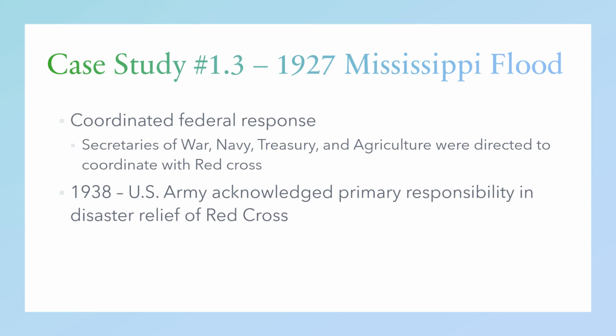The Mississippi flood of 1927, case study 1-3. And this is notable for several things that were either immediate or came within the short term after that. And your text makes a point that this was the first recorded effort of a coordinated federal response. And who was the president in 1927?